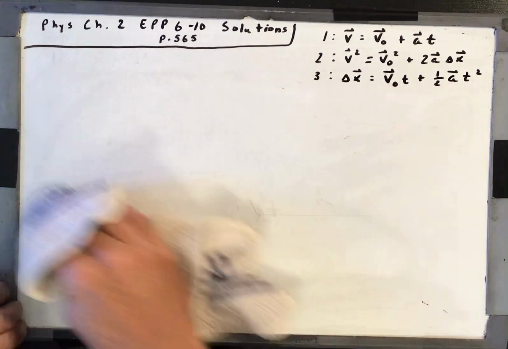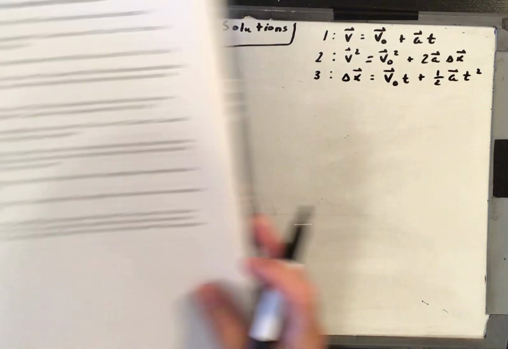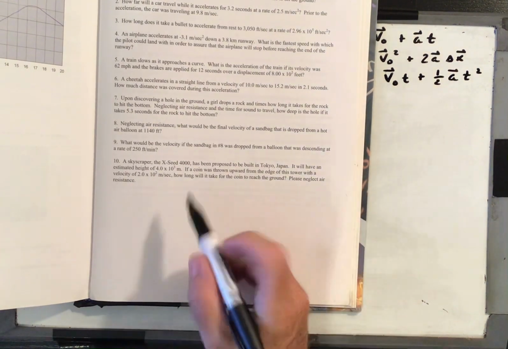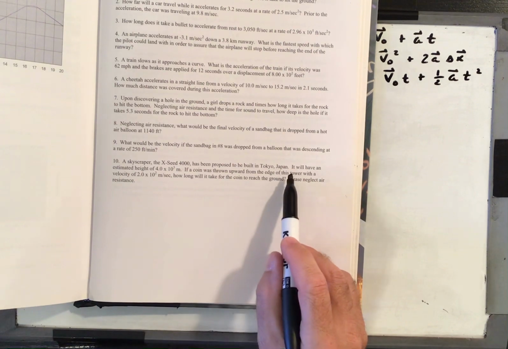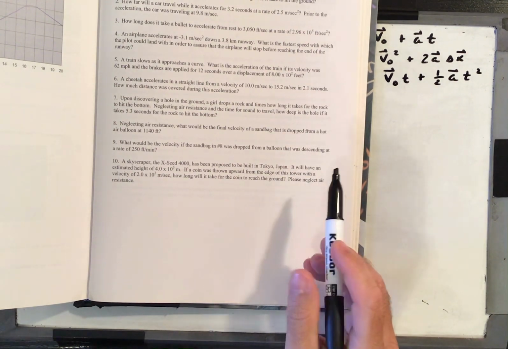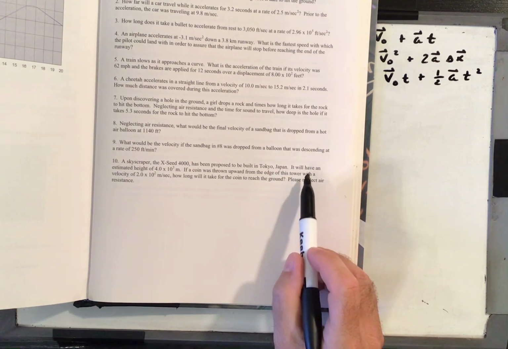All right, number 10, I'm going to solve this one in two different ways. The first time, I'm not going to use the quadratic formula. The second time, I am going to use the quadratic formula. Okay, so number 10 says a skyscraper, the Exceed 4000, has been proposed to be built in Tokyo, Japan. Was it ever built? I have no idea. This book is almost 20 years old. It's over 20 years old, so maybe it was built.